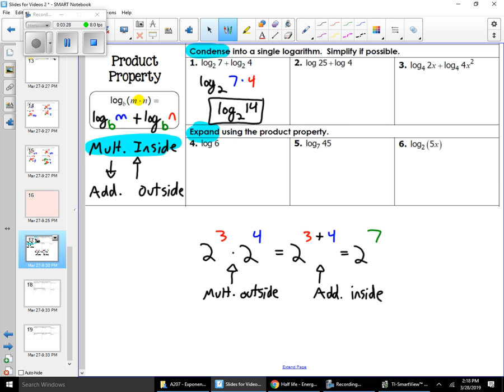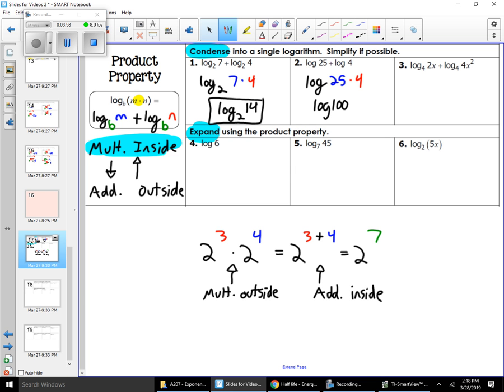Moving over, log of 25. Remember, there's no number by the logarithm. That's saying log base 10. So our addition here, log base 10 of 25 plus log base 10 of 4, we can bring that together. That is now log of 25 times 4. Because addition outside becomes multiplication inside. 25 times 4 is just 100.